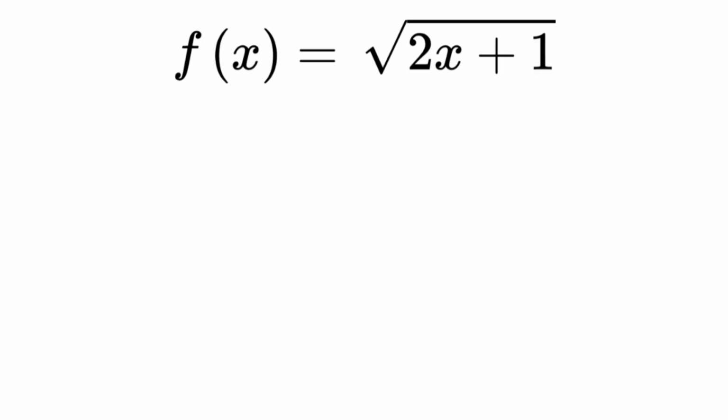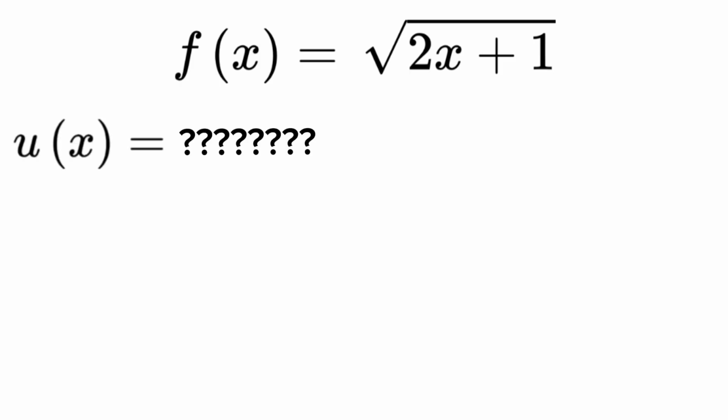Here we have a function, square root of 2x plus 1. This f(x) thing, if you haven't seen it before, is just another notation that is used in math, but it literally just means function of x. Can you see what u is here? That's right, 2x plus 1.